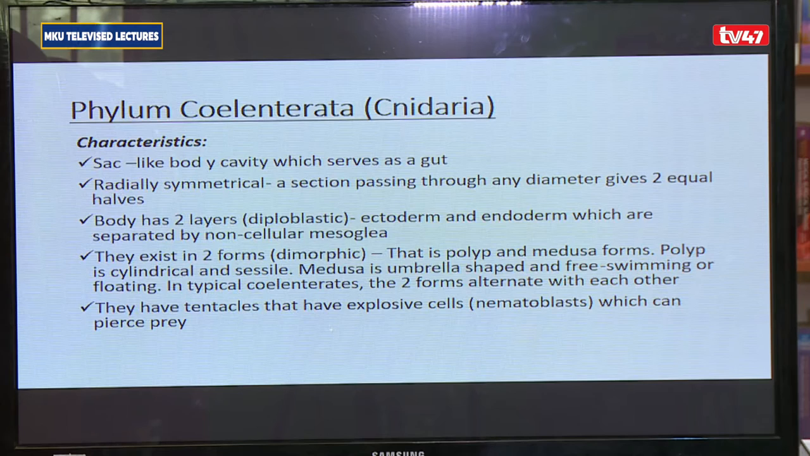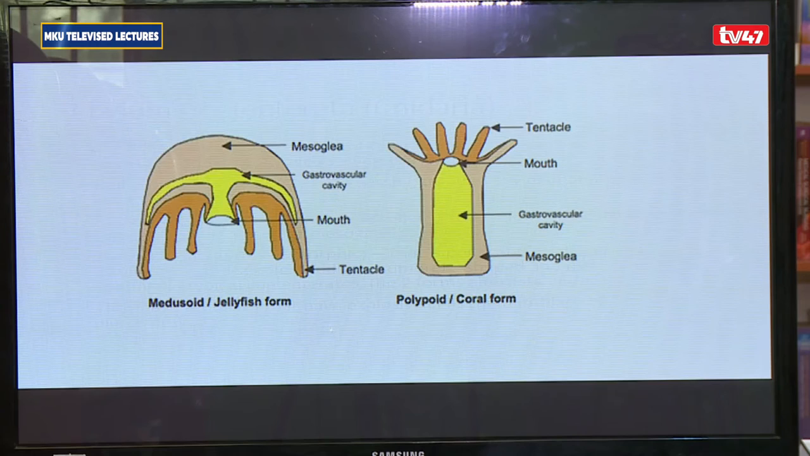The other characteristic is that they have tentacles that have explosive cells. So whether it is the polyp form or medusa form, they have tentacles. The tentacles in the polyp form are found on the upper end. On the medusa form, in the umbrella shape, they are found on the lower end. And the explosive cells that they tend to have assist in the capturing of prey, and these cells are referred to as nematoblasts. Phylum Cnidaria has three classes. So this is telling us about the polyp form, which is basically cylindrical, and the medusa form, which is described as being umbrella-shaped.